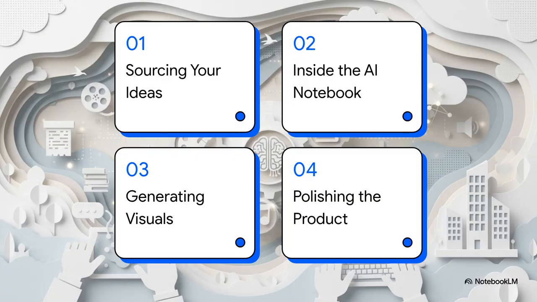So here's the game plan. We're going to walk through the entire creative process in four main stages. We'll kick things off with sourcing your ideas, then we'll dive deep into our AI command center, we'll generate some stunning visuals, and finally, we'll pull all the pieces together. And for this whole demonstration, we'll be using Google's Notebook LM as our main hub.